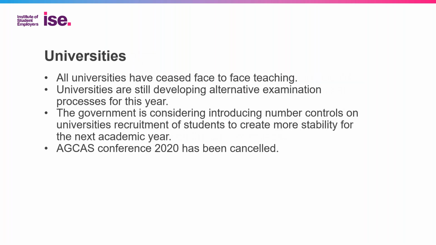If we now look at universities, most universities, or in fact all universities, have now ceased face-to-face teaching. They're developing alternative examination processes for this year. Some are still announcing those. The government is considering introducing number controls on universities' recruitment of students next year to try and create more stability over the next academic year.